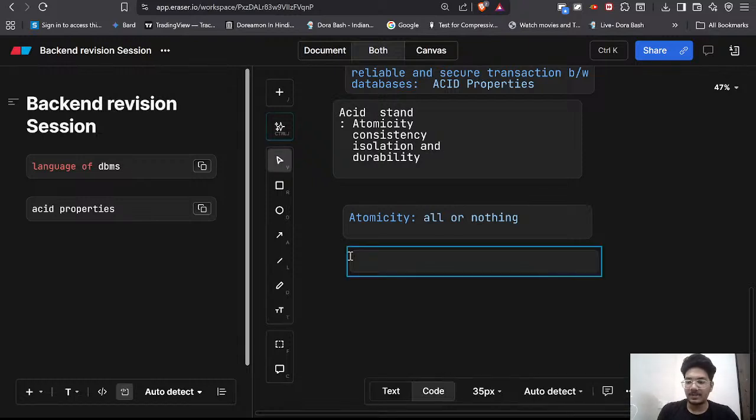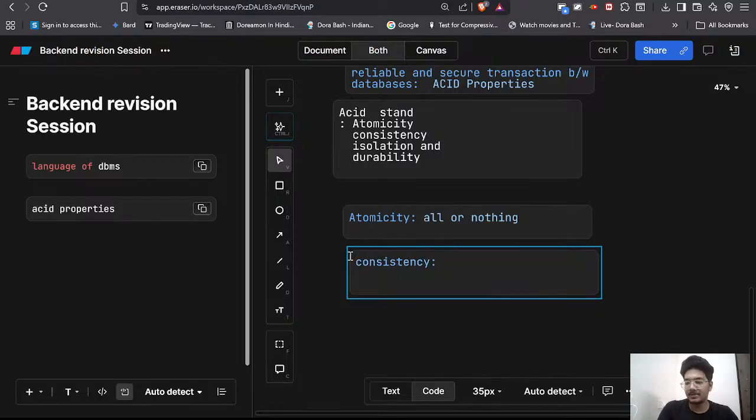Atomicity means that if a transaction happens from one database to another database, there is no partial, there is no half. Either the transaction happens and all the data moves forward, or if not, it stays in the previous data set. After that, we have consistency.